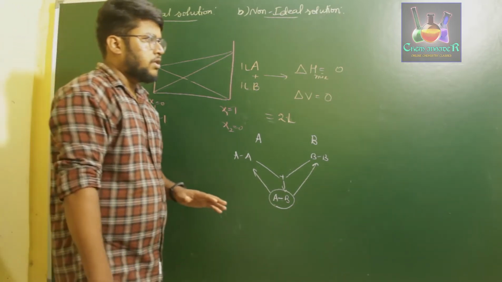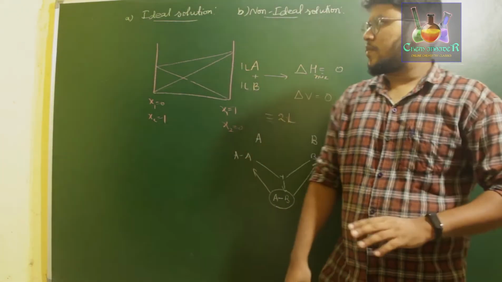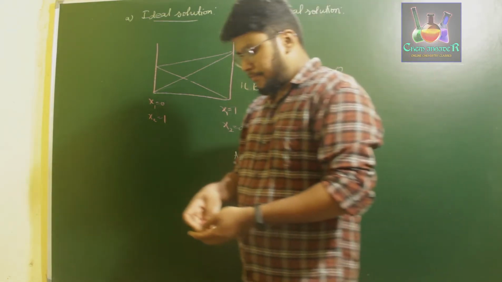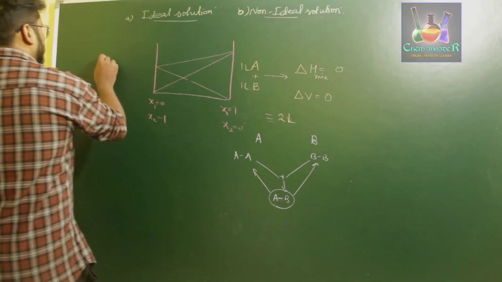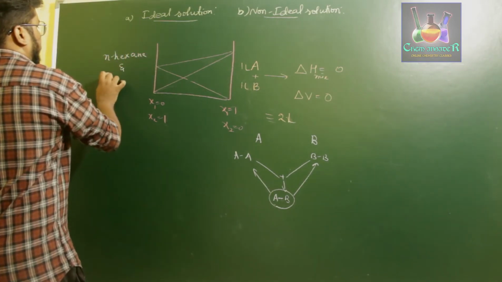Usually what we observe is that most of these ideal solutions are rare to be found, and we have certain examples which can form an ideal solution. Those are n-hexane and n-heptane.